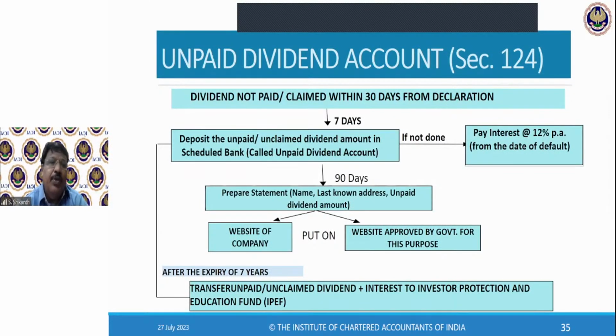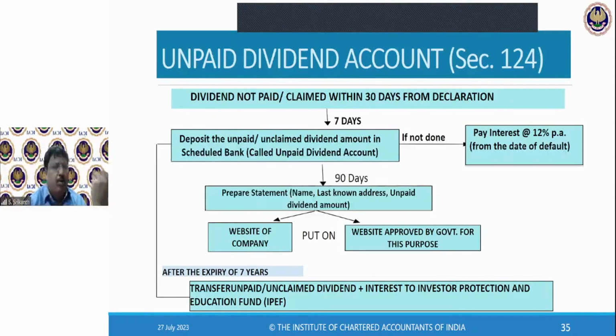XYZ Limited unpaid dividend account. Now, if not done, in case you don't transfer it within 7 days, then you have to pay interest at 12% per annum from the date of default. Meaning what? The 30th day you should have paid, or a 7 days grace period is given.